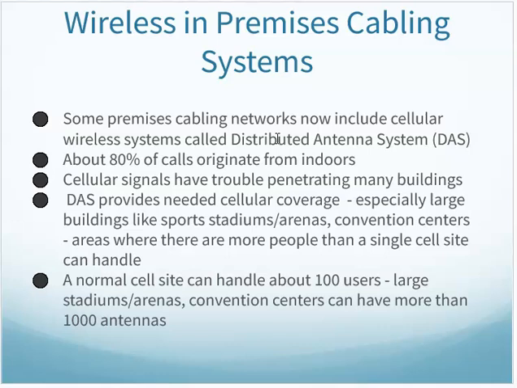Some premise cabling networks are including a cellular distributed antenna system, a cellular system, if you will. We mentioned this back in, I believe, Chapter 5. About 80% of cellular calls originate from indoors, and cellular signals have trouble penetrating buildings. So for some large buildings, convention centers, stadiums, arenas, one cellular tower would not handle the volume of people in there. Could be 10,000 or 20,000 people inside of an arena or stadium, while a normal cell site can handle maybe 100 users, so we're now at 10 or 100 times the amount of people that would be connecting to that.